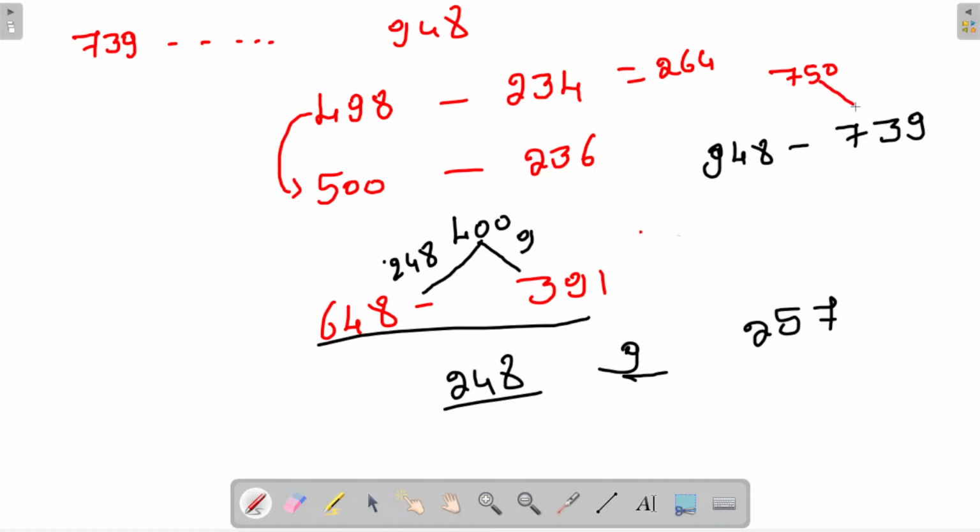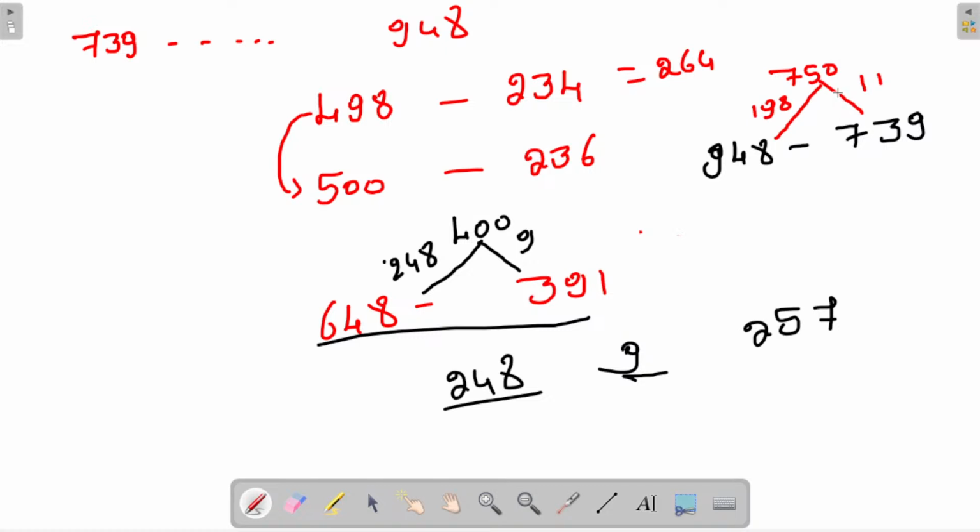Understood, right? How much difference? 11 difference. Yes, you can take 740 also. You can take any number, 740, 730, 800, any number between 739 and 948. It is your convenience, your choice. So if I take 750, it is 11 difference. How much is the other difference? 198. Correct? Because 750 to 800 is 50, plus 148. 198 is the difference.